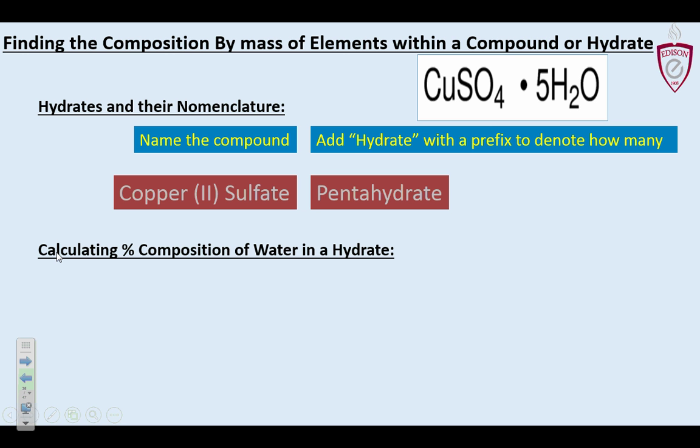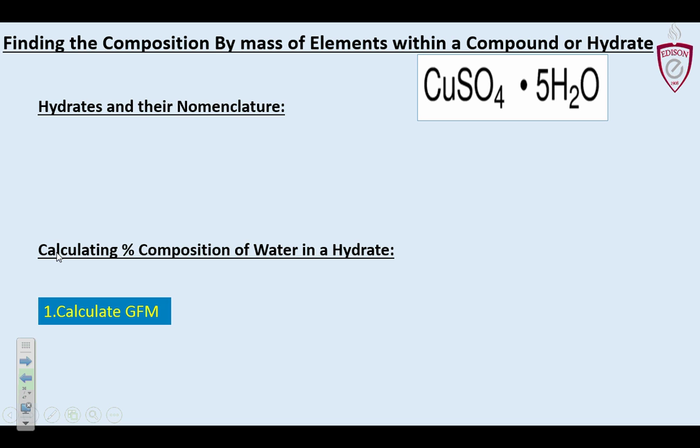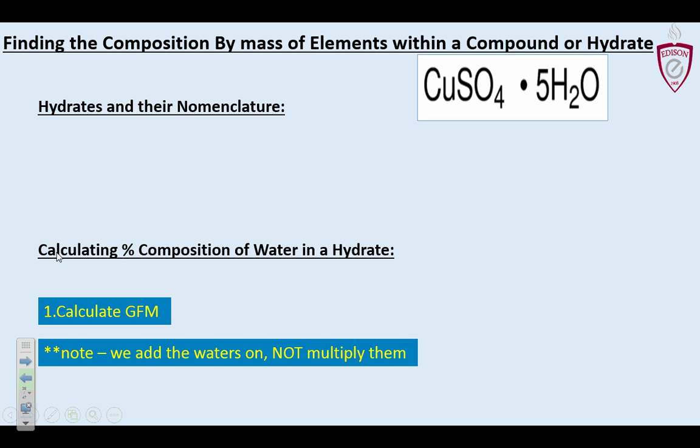So when we calculate percent composition of water in a hydrate, this is going to go just like we did percent composition of any element within a compound, except that we're talking about only the H2Os in this scenario. Generally, if we're dealing with hydrates, we want to know about the water. So the first step is always to find the gram formula mass of the compound. And the special note here is we add the 5 waters on, we don't multiply them.